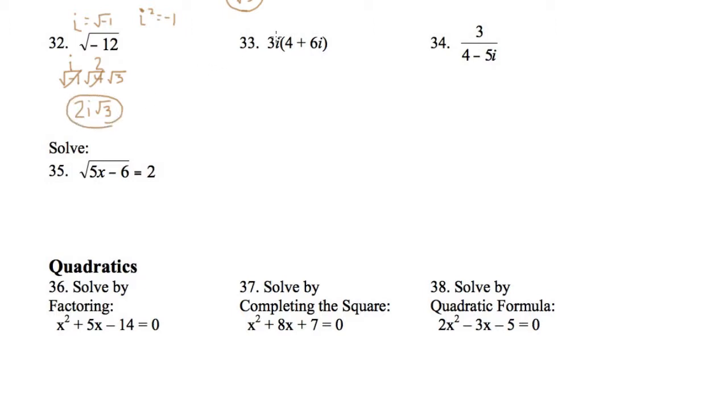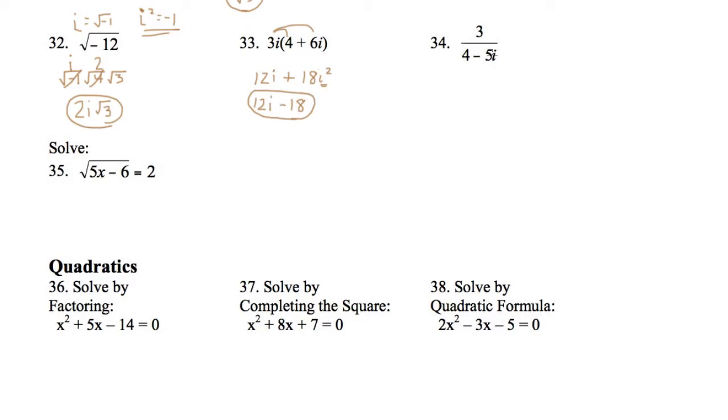When you're dealing with i's, you deal with them the same way as you would an x, except for this fact right here. Whenever you get an i squared, you can replace it with -1. So the first step is just to distribute like normal, except this i squared is now -1. So I have 12i minus 18. I've replaced the i squared with a -1 and multiplied it to the positive 18.